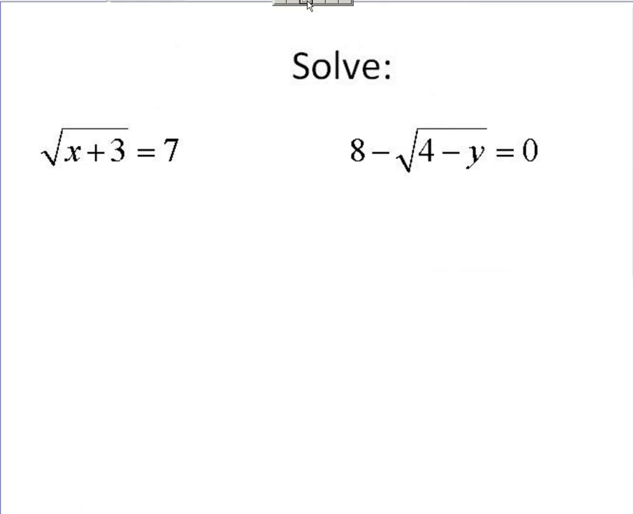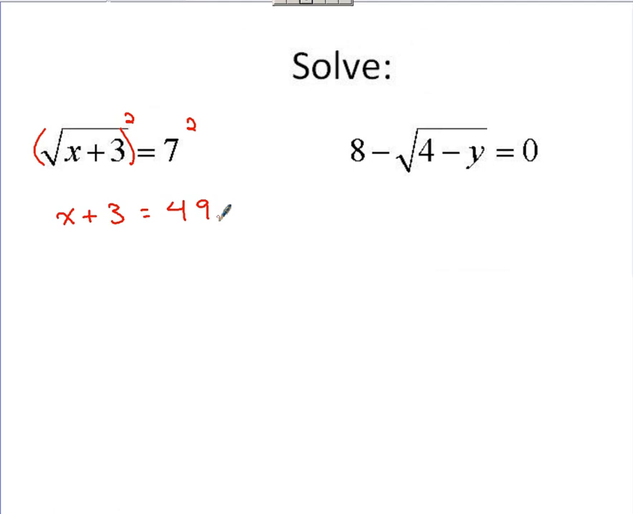So the first thing we want to do when we encounter one of these radical equations is make sure any radicals we have are isolated, like we have here with the square root of x plus 3 equals 7. Since that radical is isolated, we can square both sides. Root disappears. We've got x plus 3 left, equals 7 squared, 49.